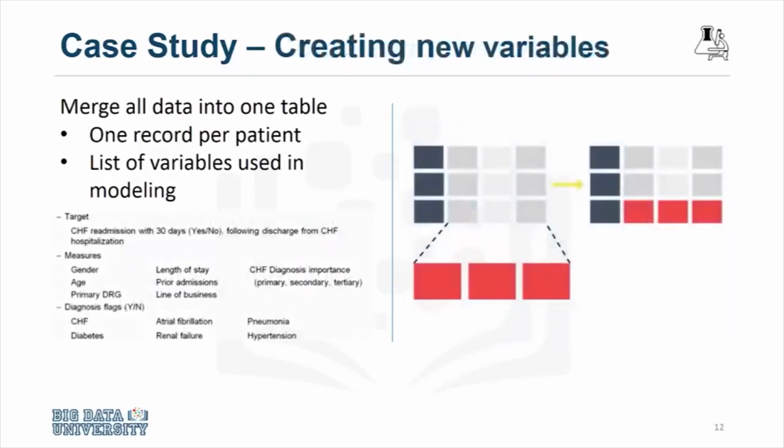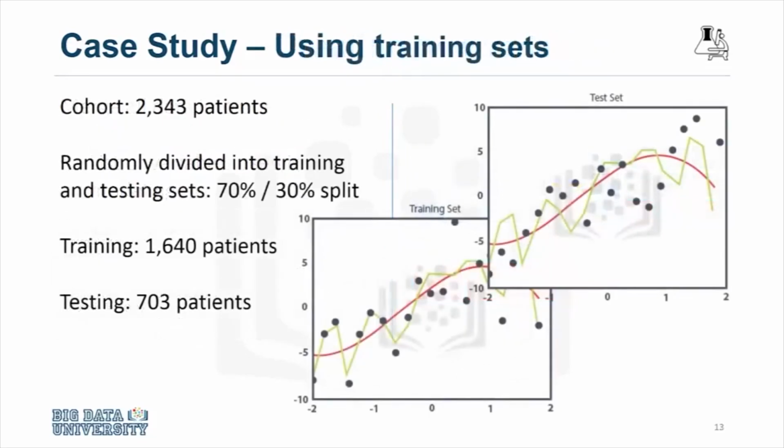Here is a list of the variables that were ultimately used in building the model. The dependent variable, or target, was congestive heart failure readmission within 30 days following discharge from a hospitalization for congestive heart failure, with an outcome of either yes or no. The data preparation stage resulted in a cohort of 2,343 patients meeting all of the criteria for the case study. The cohort was then split into training and testing sets for building and validating the model respectively.